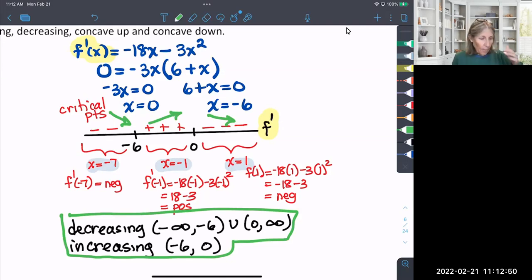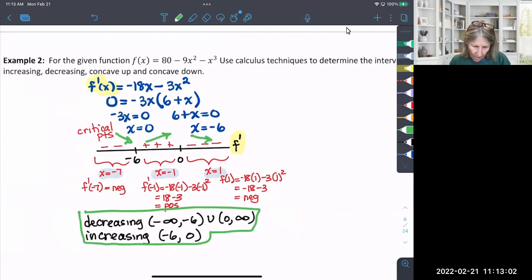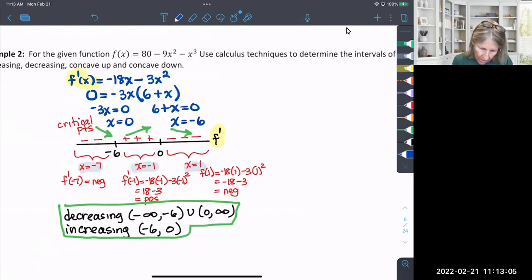Okay, so now the second part of the problem was, well, where's the concavity? So all I'm going to do is repeat the same process, but with the second derivative. So you see how this process is very similar. Okay, so let's do that. Let's get our second derivative, and then we will find out about concavity with that. So now I'll know where it goes up and down and how the curvature is.